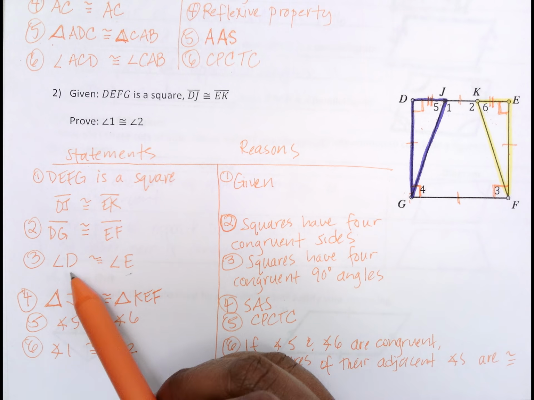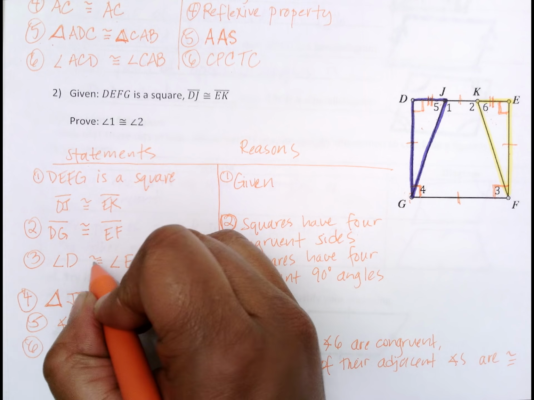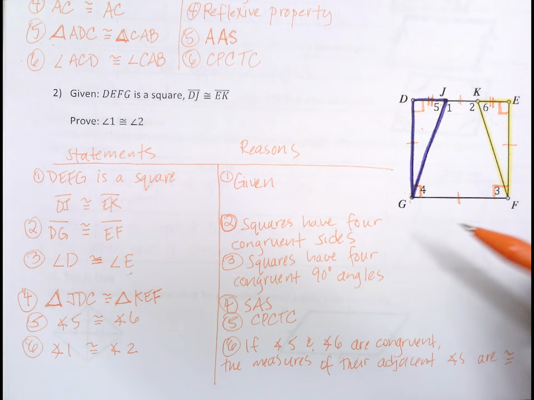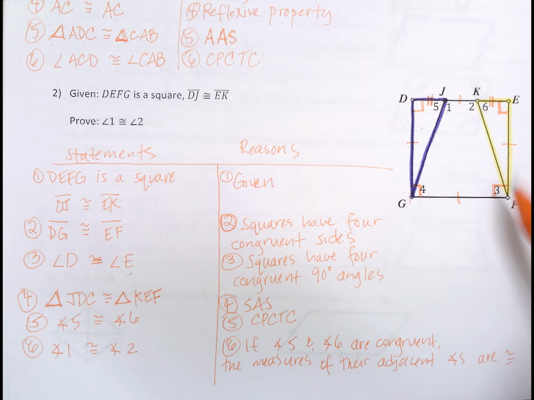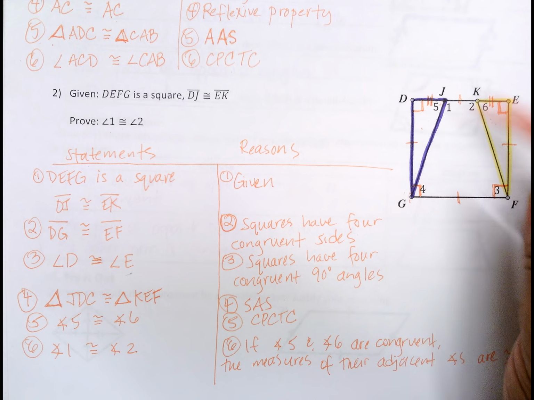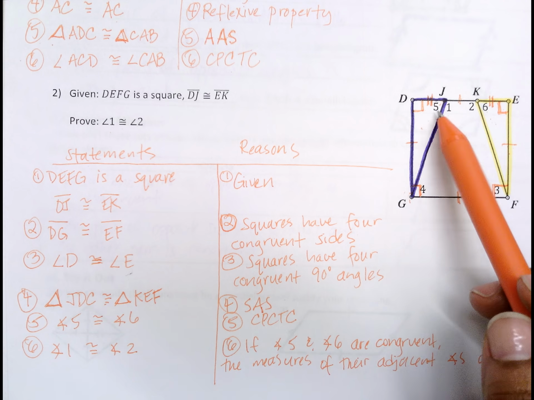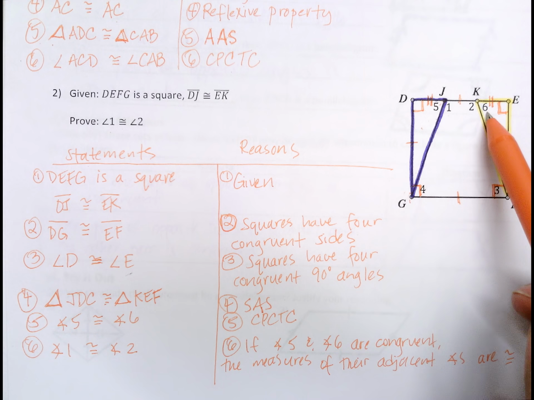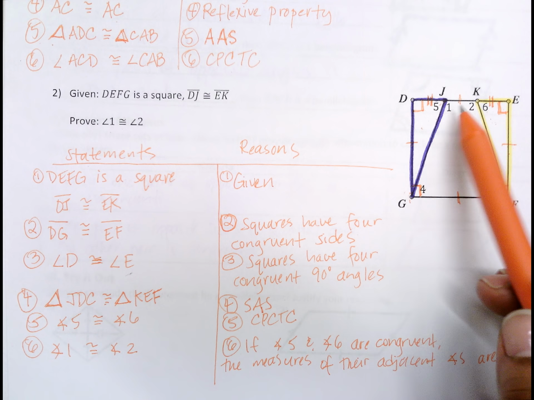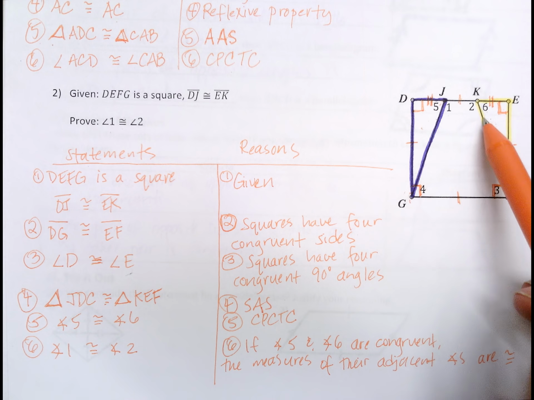Then my next statement is that angle D is congruent to angle E. Why is that? Because squares have 4 congruent 90-degree angles. Okay? So now I have proven through side, angle, side, angle, side, that the triangles JDG and KEF are congruent. So then, by CPCTC, corresponding parts of congruent triangles are congruent, okay? These are congruent triangles. Their corresponding parts are congruent. And those corresponding parts are angle 5 and angle 6.